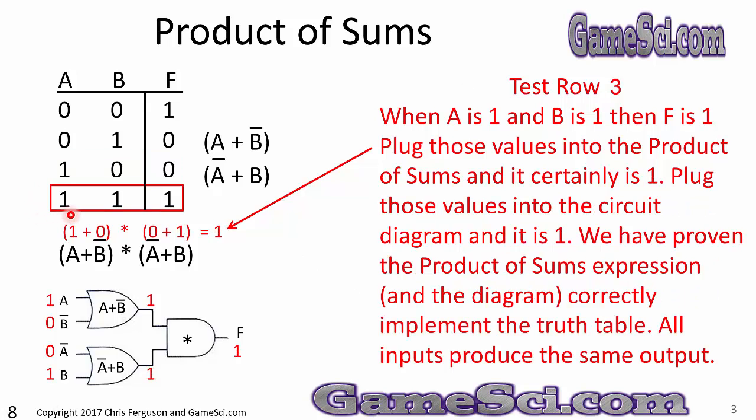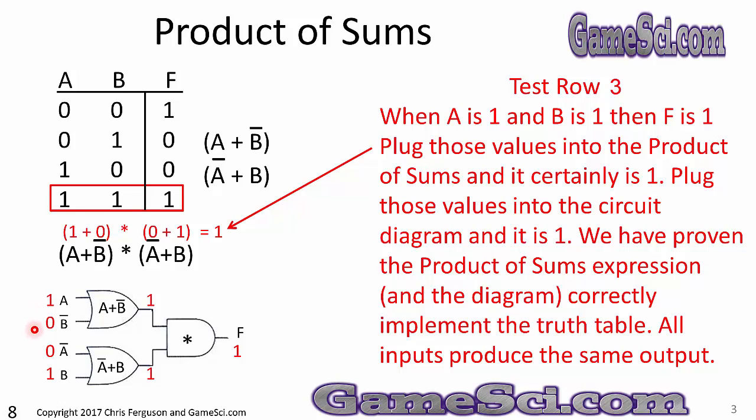When A is 1 and B is 1, F outputs a 1. Plug these values into the product of sums and it certainly is a 1. 1 OR 0 produces a 1. 0 OR 1 produces a 1. Two 1's on the AND input and you get a 1 on the output. Plug those values into the circuit diagram and it also produces a 1.